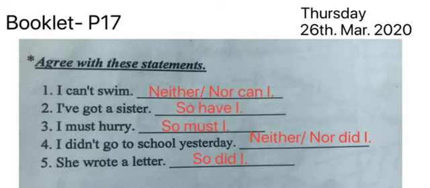Read the question, agree with these statements. So, agree with these statements, this indicates that the subject will be I, because the question asks you to agree with these statements. So, in all of these statements, the subject will be I.